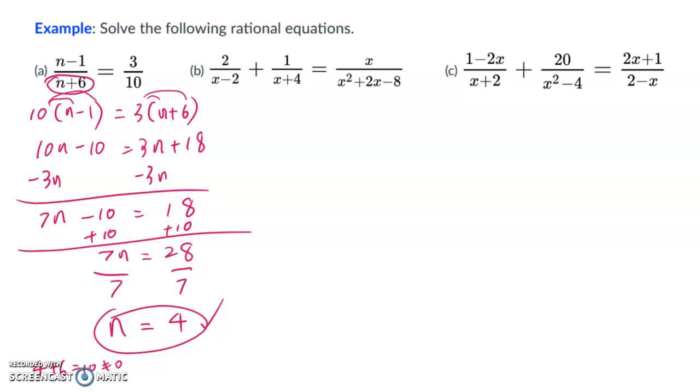If somehow we solve the equation and we get n equals negative 6, for example, then after you plug it into the denominator, you will see, oh, that's making the denominator equal to 0. So this solution will not be a solution to the equation. We'll have to eliminate that solution.